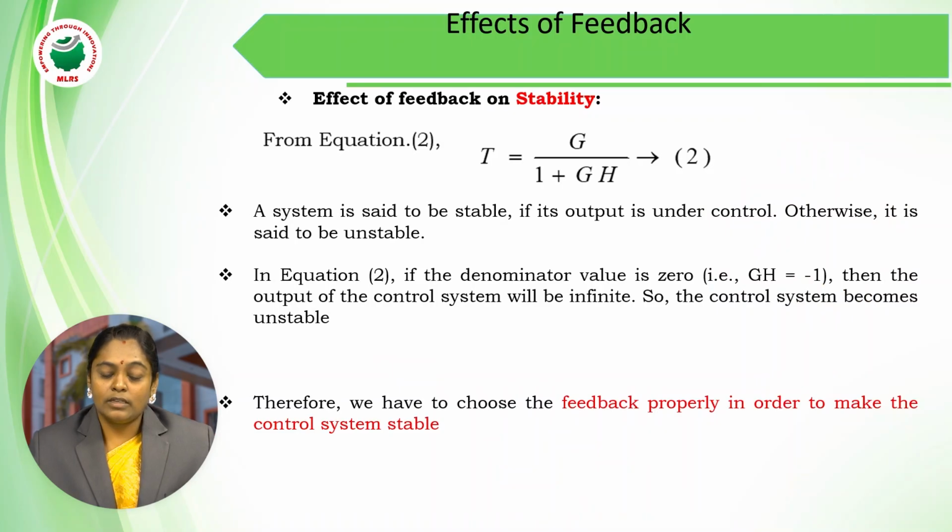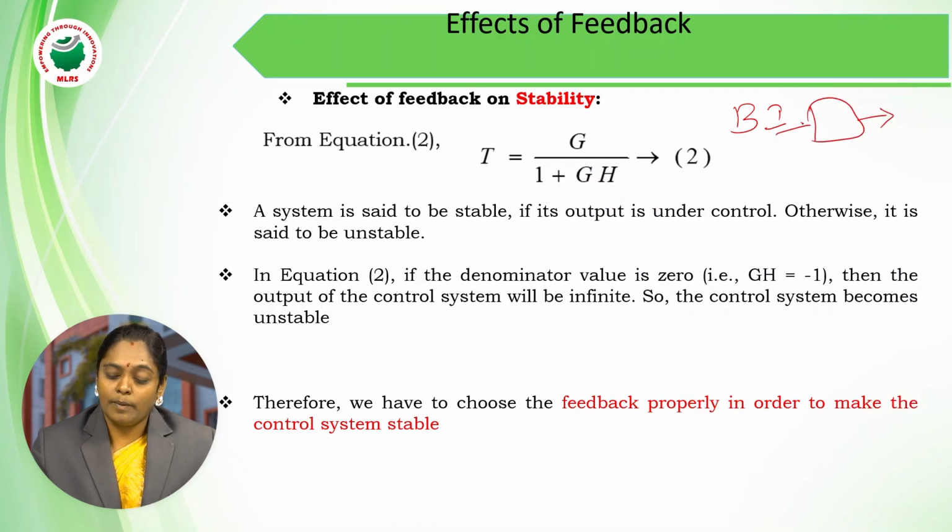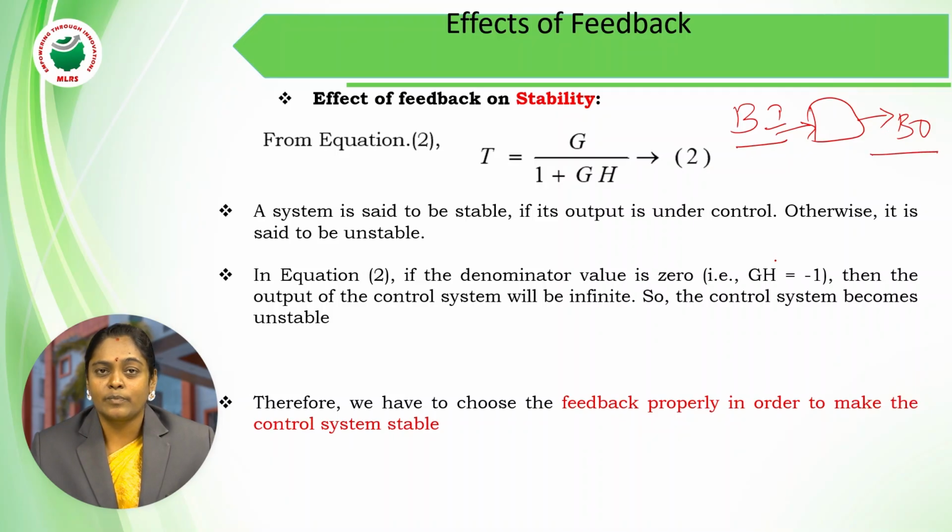And the last parameter is the effect on stability. Before going further, the first thing is when we can say a particular system is a stable system. We can define a stable system in different ways. Let me take an example: if I am giving a bounded input, meaning a measurable input, and the output of the system which I am getting is also a measurable output, then a system with bounded input and bounded output is called a stable system.